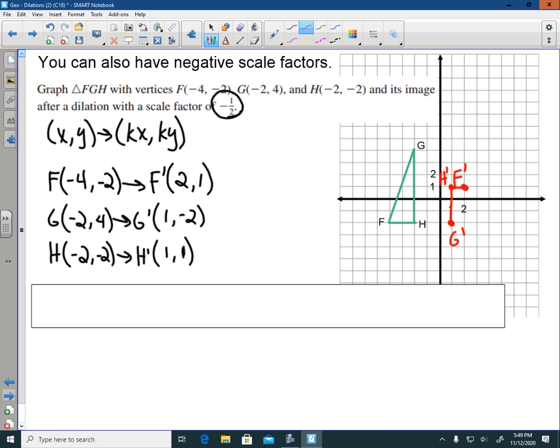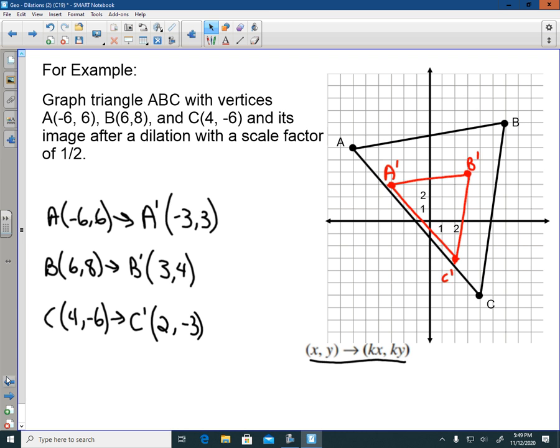So now that's different than what we've seen before. Because when we've dilated before, and we dilated by positive 1/2, the triangle just shrank. And it stayed kind of the same orientation as the original triangle. It just got smaller by half.